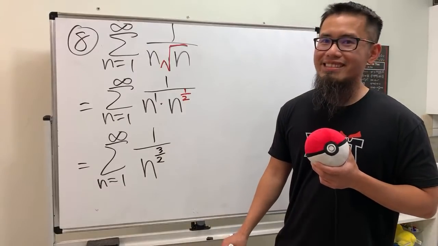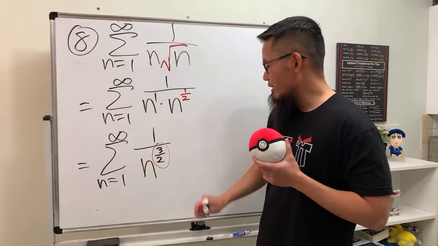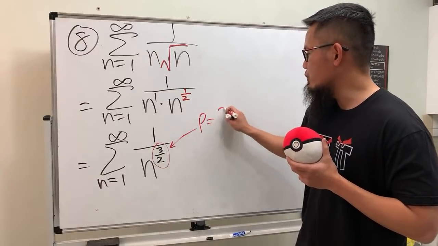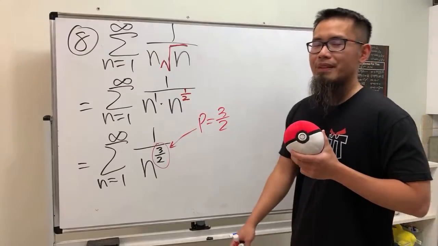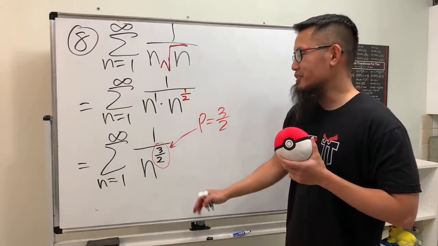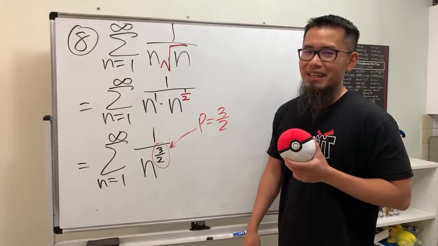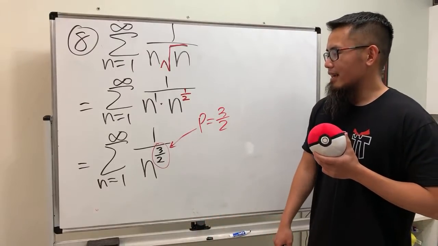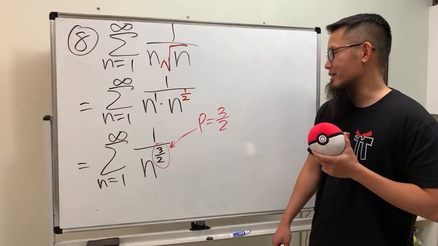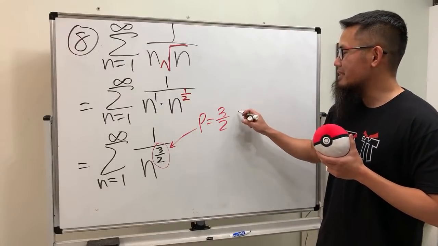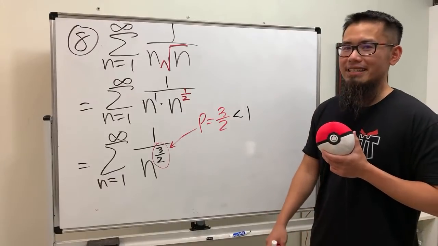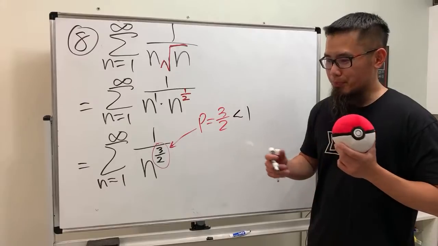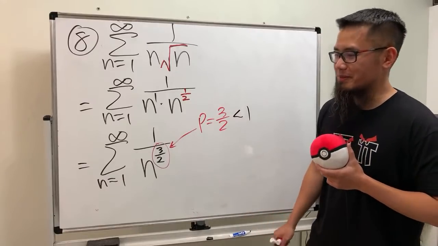That's very nice. Why? Because we can look at this and say that, hey, the p is equal to 3 over 2. And believe it or not, I actually gave this question to my calculus class before on the test. Some people got it wrong because they put down 3 over 2 is less than 1, and they said diverge.